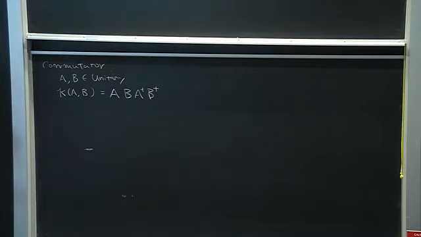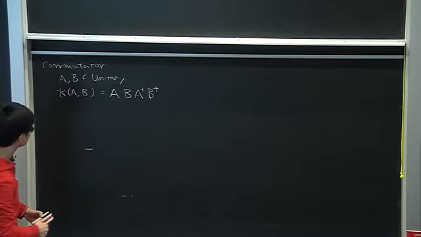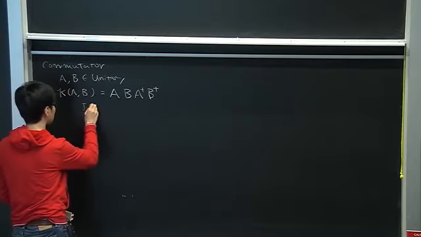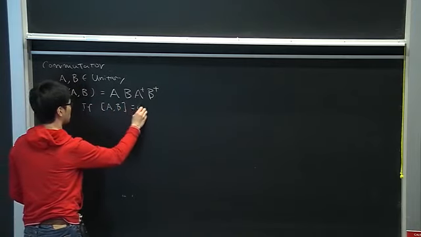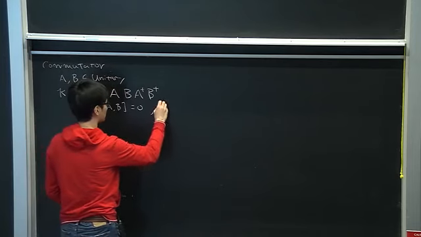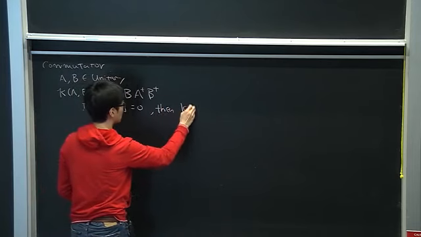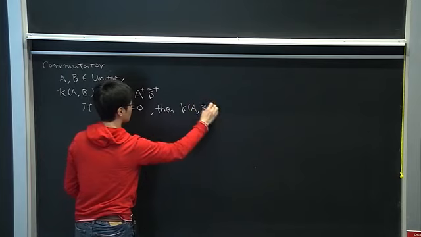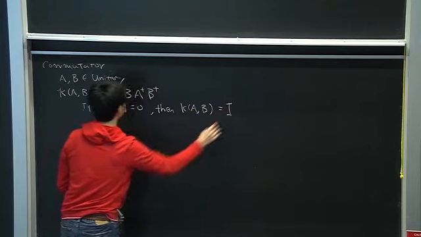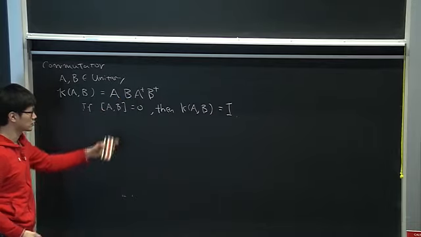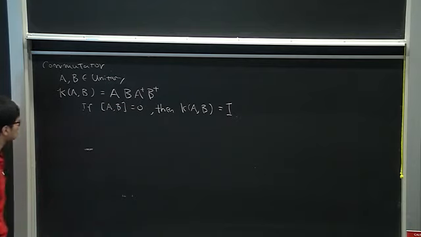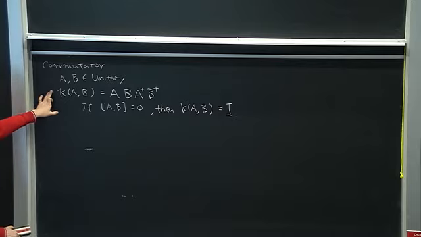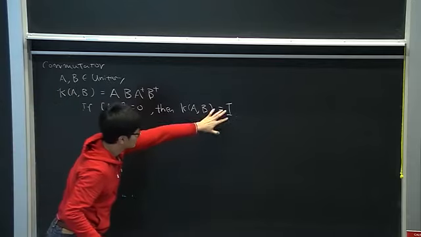So the reason why we call it commutator is because if A and B commute, then it's just an identity operator because this ordering does not matter. Then you can bring A dagger to A and cancel. But if they are not commuting, then you get some non-trivial operator or something other than identity operator.